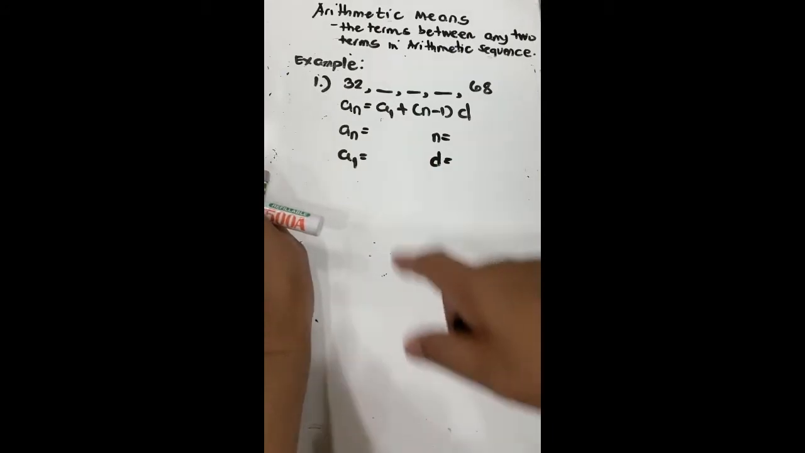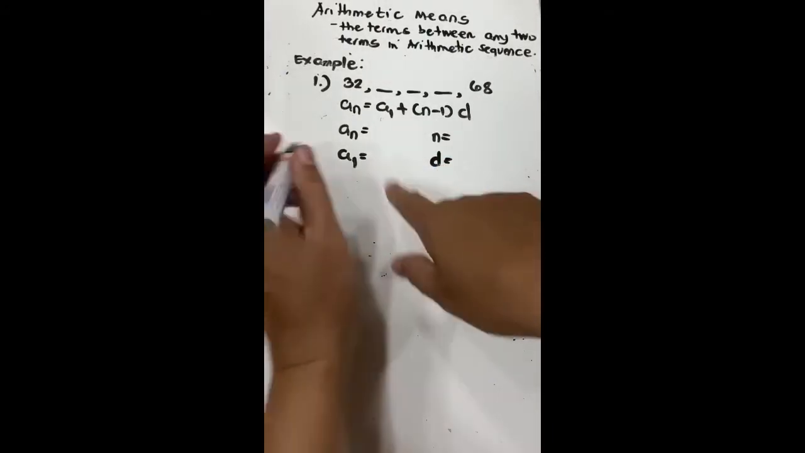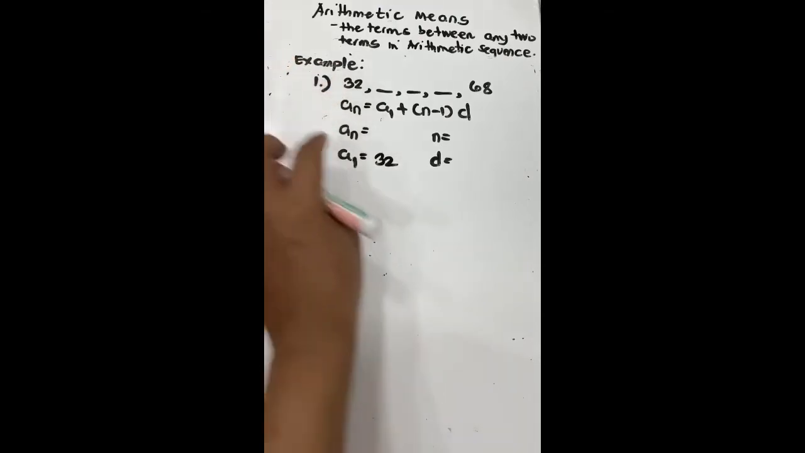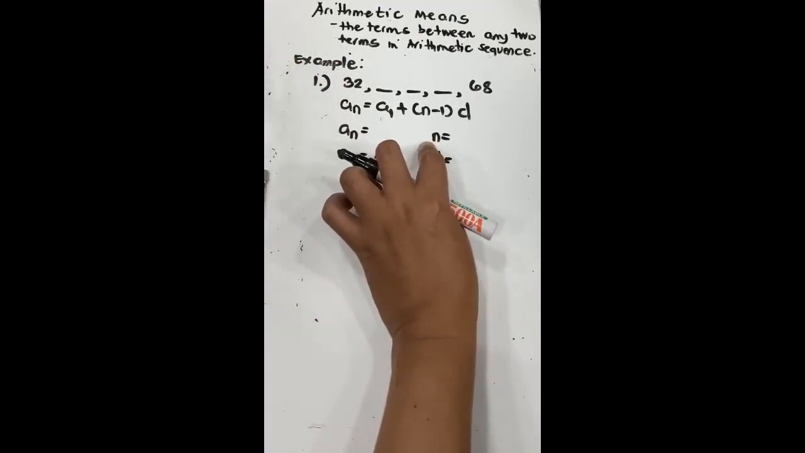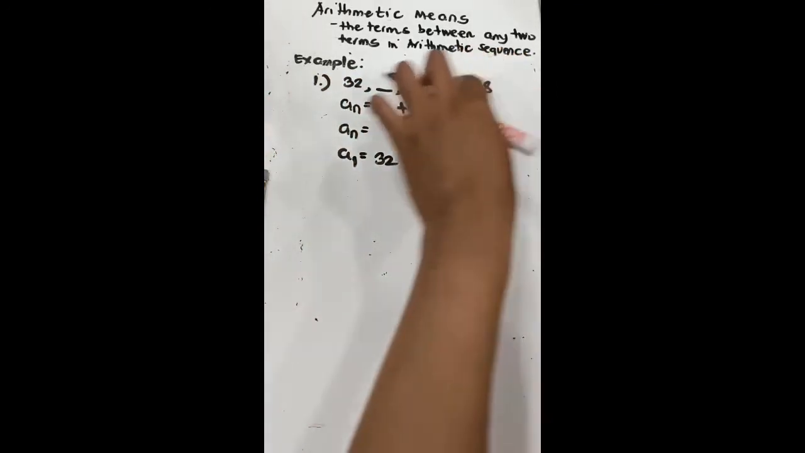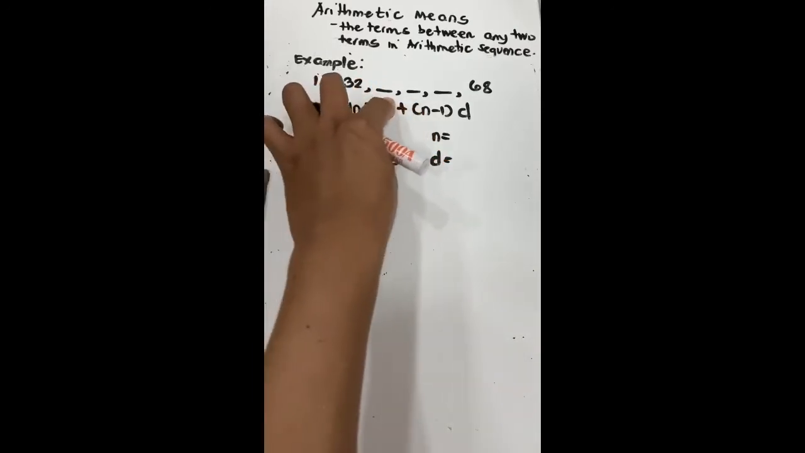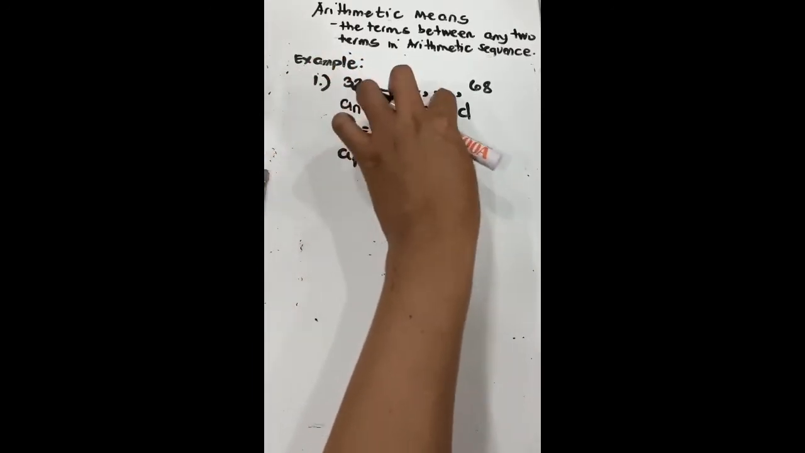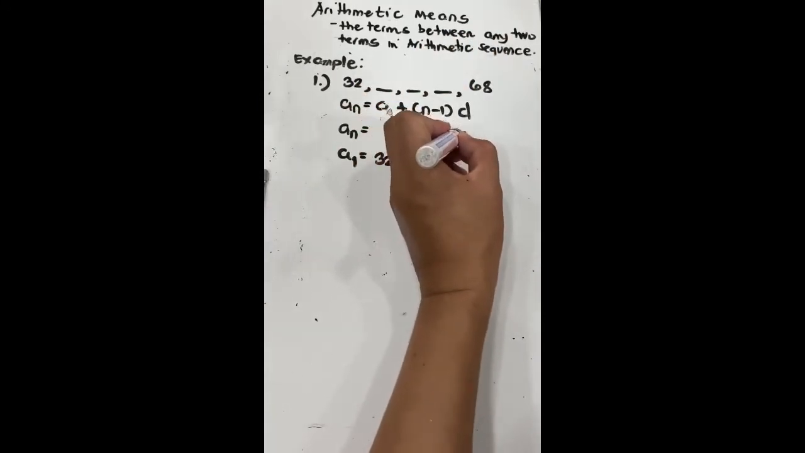So, our first term, obviously, is 32. Ayan, our first term is 32. Our n, kung ilan yung ating mga terms in the example. So, we have 1, 2, 3, 4, 5. So, isasama mo yung mga blanco dun sa total number. Don't forget that one. So, 1, 2, 3, 4, 5. So, our n is 5.